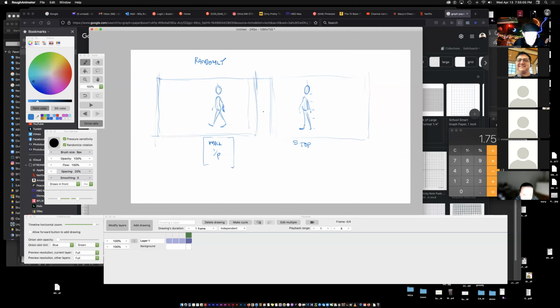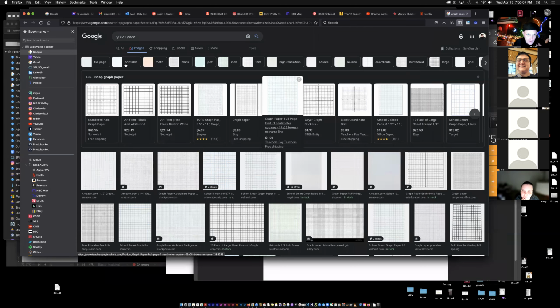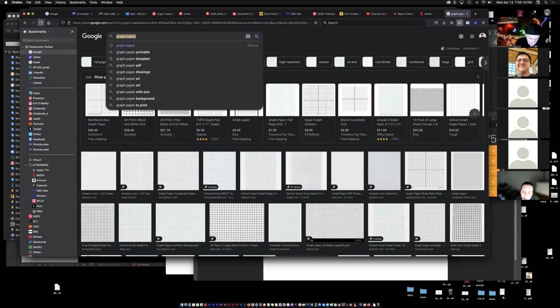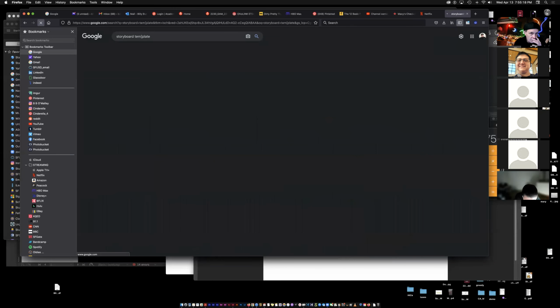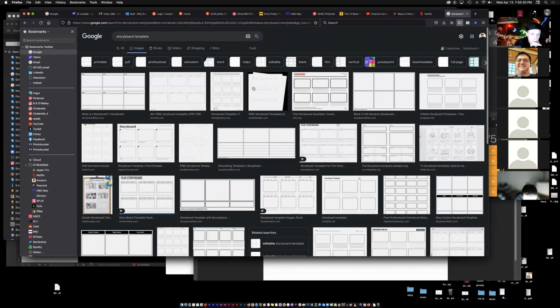So let's just jump over to the electric internet here for a second. And let's change this to storyboard template. You don't have to do this. You don't have to download it. I don't want you drawing inside this. And I'll explain why later.